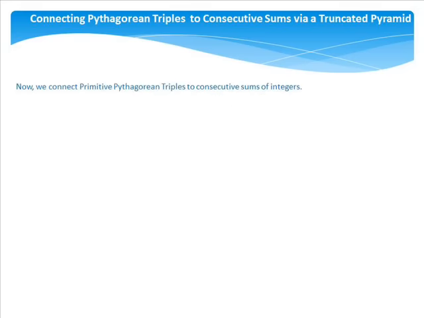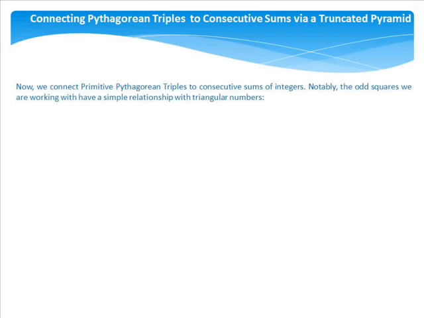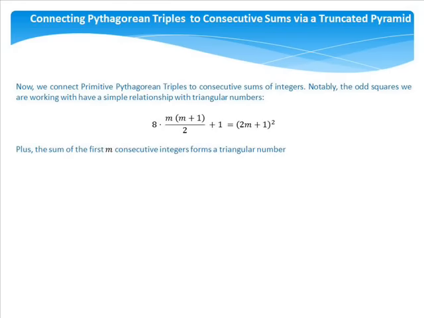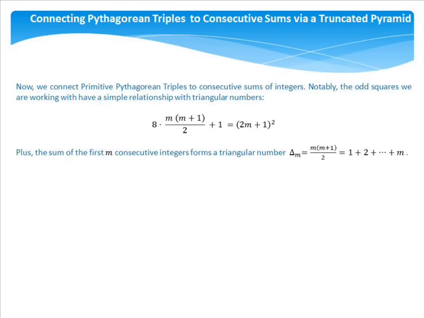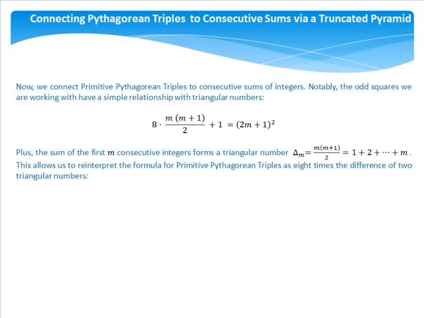Now we connect primitive Pythagorean triples to consecutive sums of integers. Notably, the odd squares we are working with have a simple relationship with triangular numbers. Plus, the sum of the first m consecutive integers forms a triangular number. This allows us to reinterpret the formula for primitive Pythagorean triples as 8 times the difference of two triangular numbers.